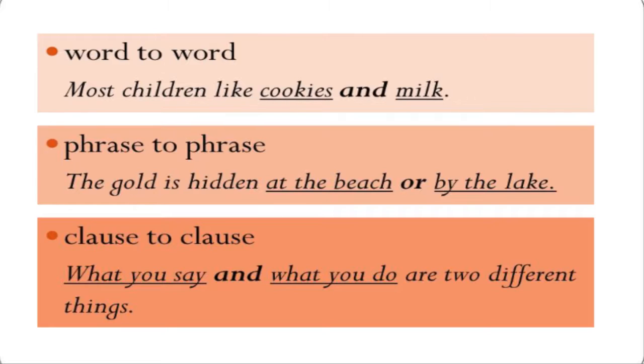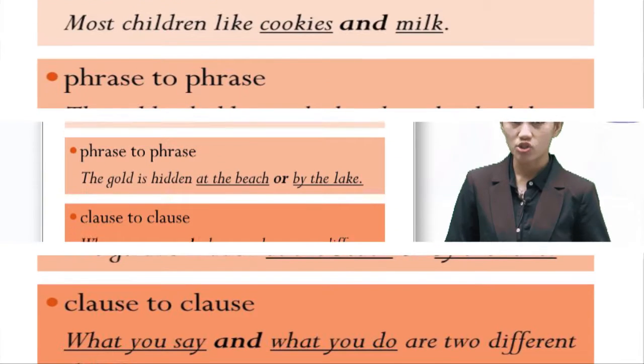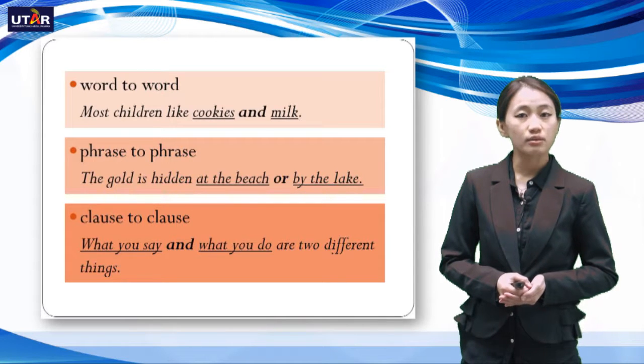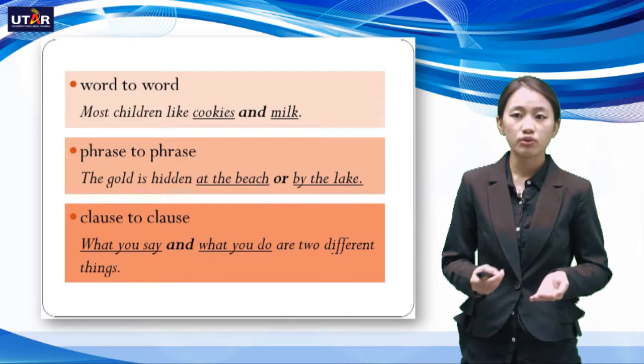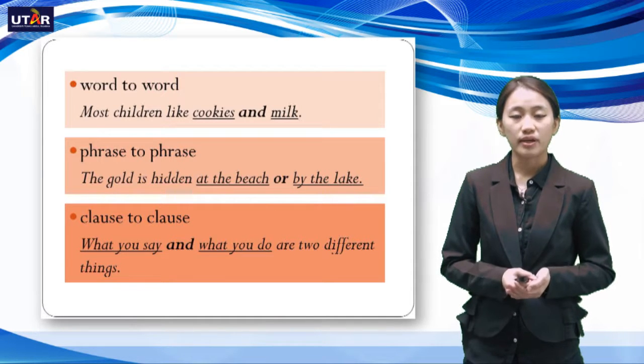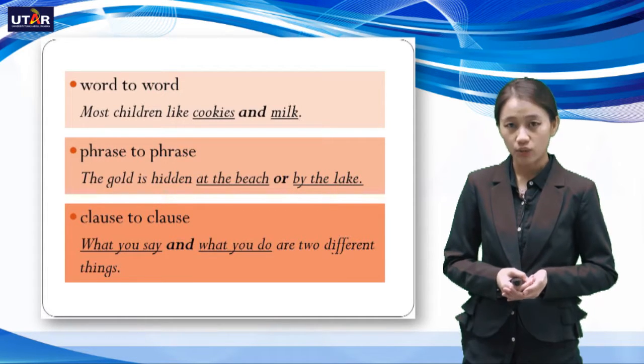Next would be phrase to phrase. The gold is hidden at the beach or by the lake. So similar concept, it has to be of equal. At the beach indicates the location, by the lake also the location. So you cannot have at the beach or milk. So even though both can be used side by side, but in this case it's not of equal.